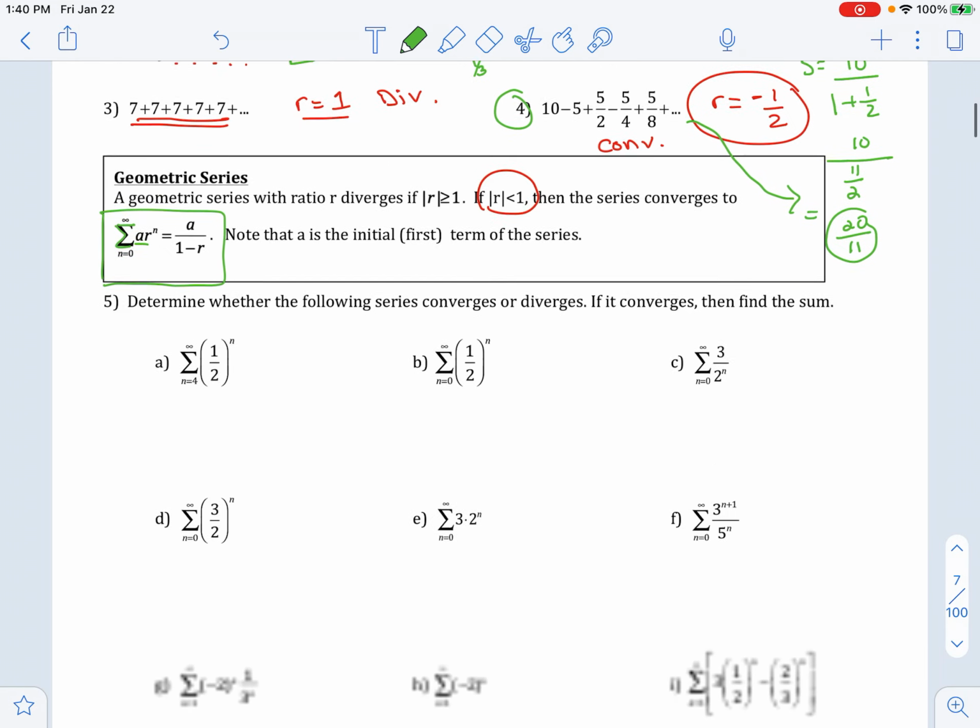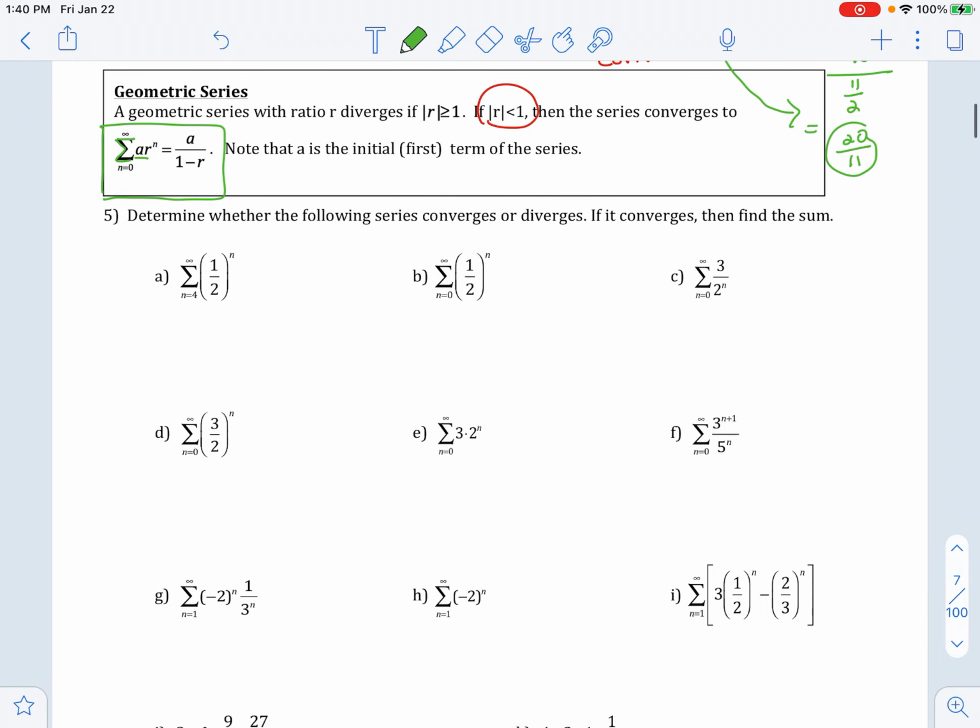So now let's go ahead and look at these problems on the bottom. I want to determine whether the following series converge or diverge. If it converges, I want you to find the sum. So notice here, your r value is 1/2. So notice all of these problems, instead of listing out the terms, I'm writing it in sigma notation. So if you want to write it out, you can.